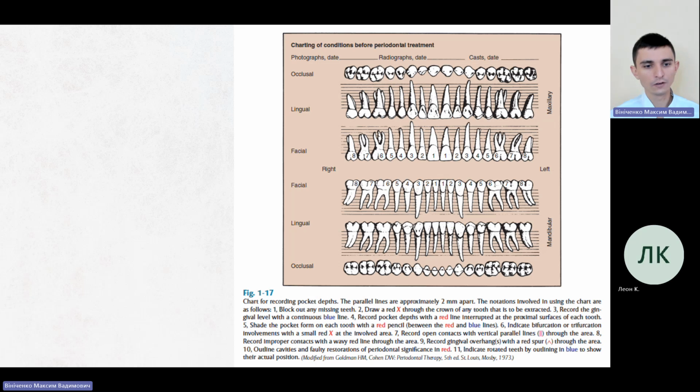Outline cavities and faulty restorations of periodontal significance in red. Indicate rotated teeth by outlining in blue to show their actual position. Here you can see this charting of conditions before periodontal treatment. There are different surfaces such as occlusal, lingual, facial, and the sides, right side and left side, the teeth on the maxillary and on the mandibular.